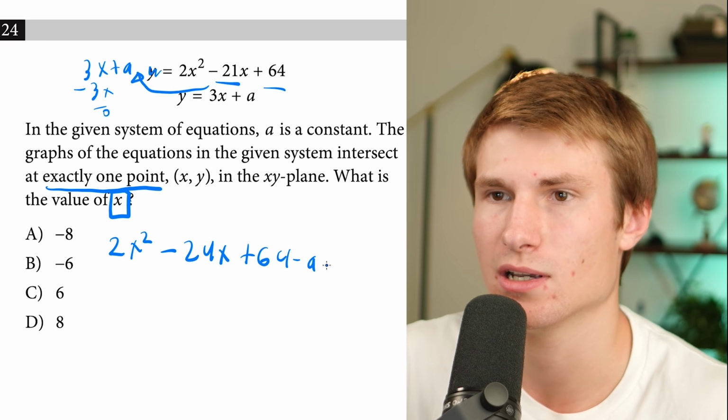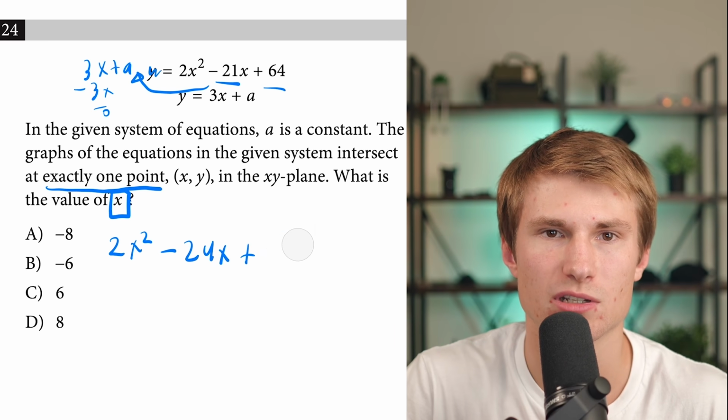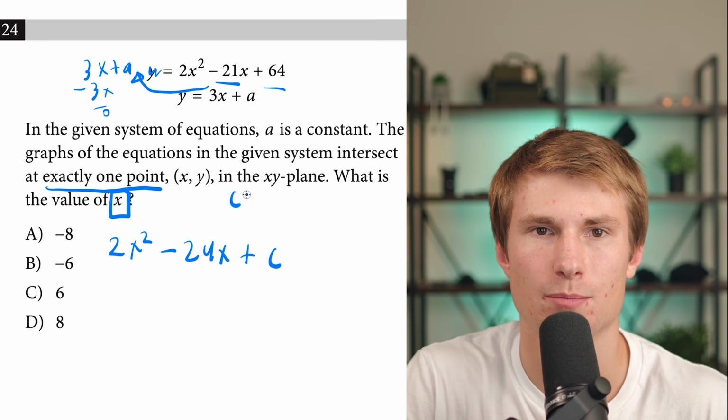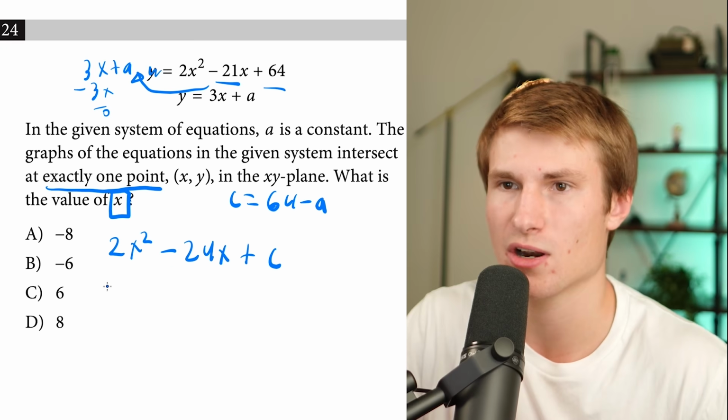Now what I'm going to do here is I just want to deal with the c value. I don't actually want to deal with 64 minus a. So I'm just going to go plus c, and then I'll state up here that c is equal to 64 minus a.